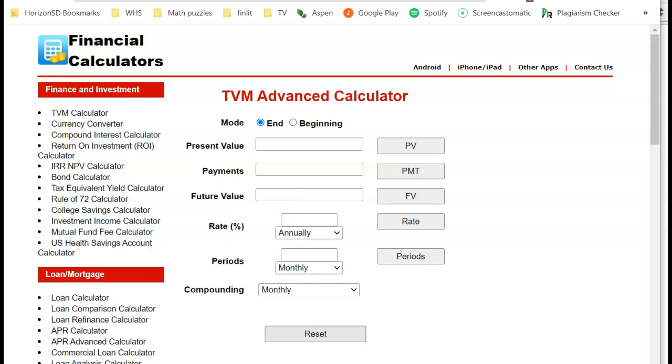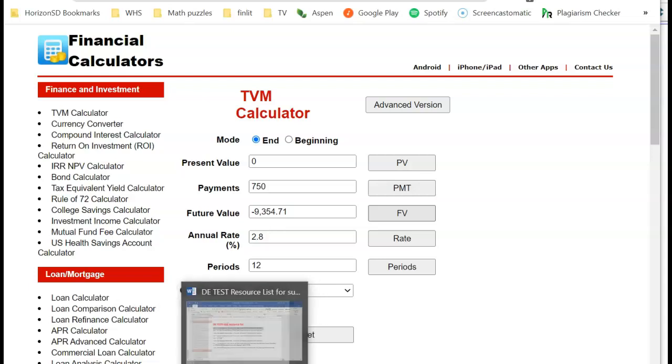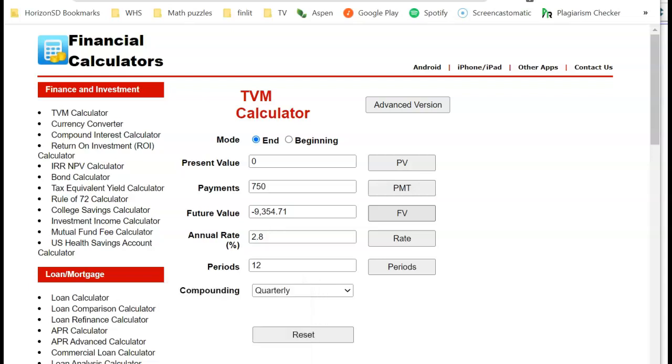Something's awry. I'll have to do a little investigating as to why that shows a negative amount for future value. The answer is correct, though, except for the negative. The future value of this investment will be $9,354.71. Let's switch back to our worksheet now.